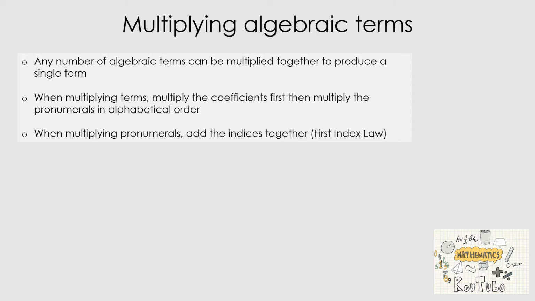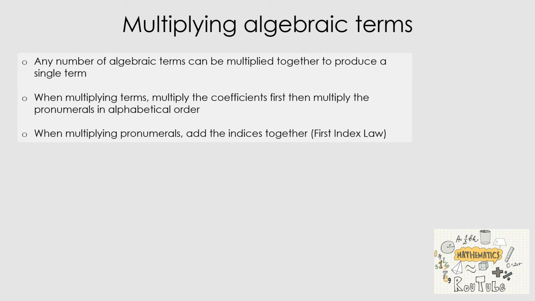All right, let's move on now to multiplying algebraic terms. Now, everything we've learned about like terms sort of goes out the window when we're talking about multiplying and dividing. Okay, and the reason why that is because we can only add or subtract like terms, but we can multiply any terms together. Okay, so let's have a bit of a read. So like I just said, any number of algebraic terms can be multiplied together to produce a single term. So now we don't need them to be like anymore, only when we add or subtract.